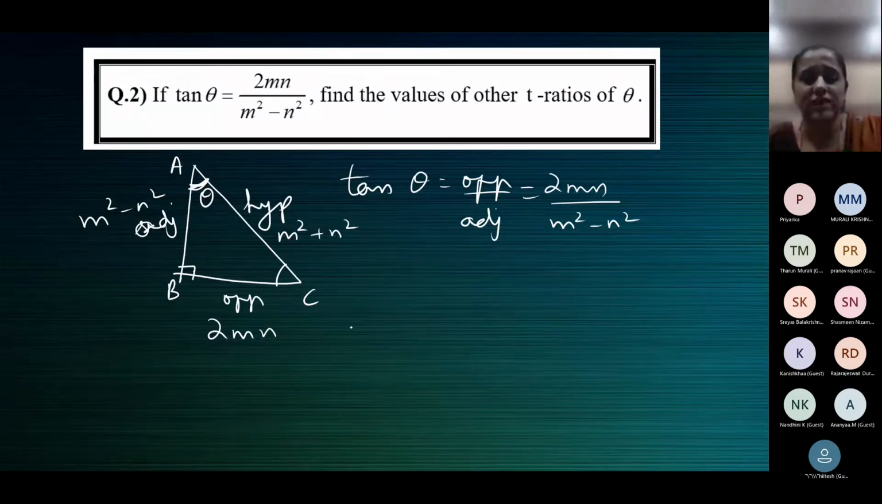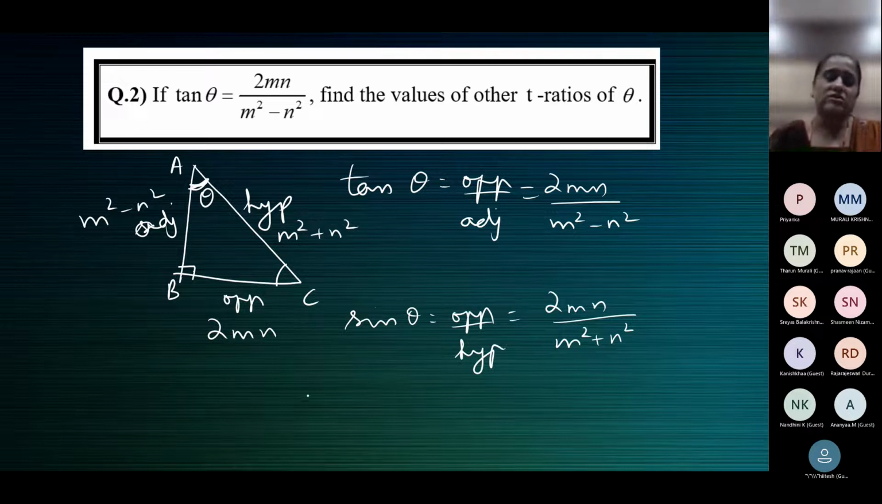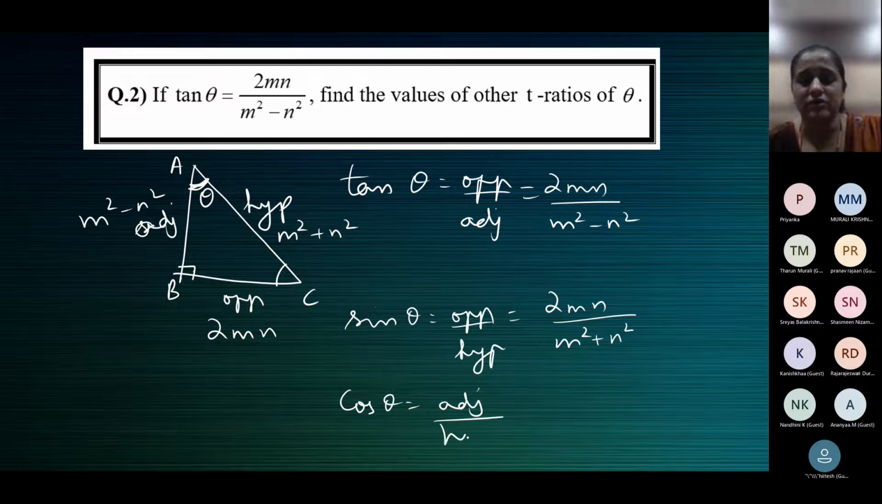Now tell me, what is the value of sine theta? Sine theta is equal to opposite by hypotenuse. What is opposite here? 2mn. The hypotenuse is m square plus n square. This is the value of sine theta. What's the value of cos theta? Cos theta is equal to adjacent by hypotenuse. Adjacent is m square minus n square, and the hypotenuse is m square plus n square. That's all. Like this, you should write everything.